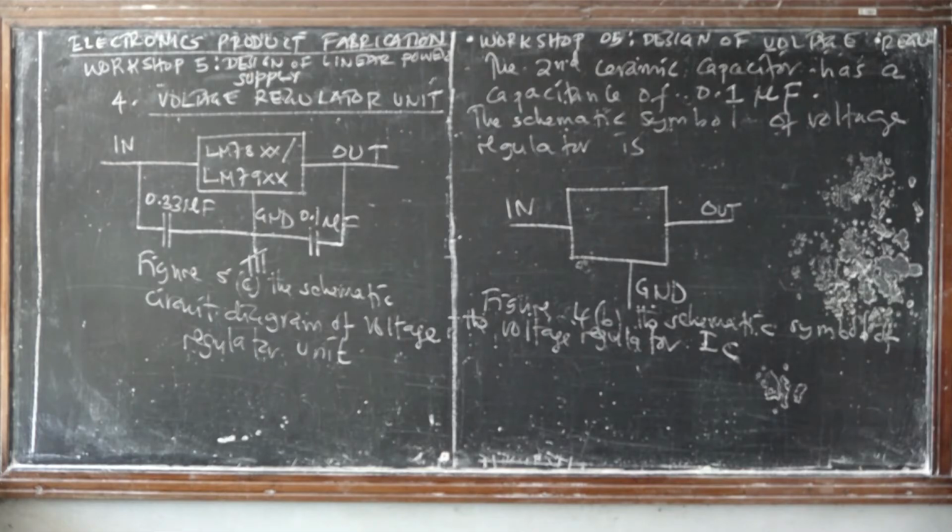The first question: what are the functions of each capacitor in this schematic circuit diagram? The second question: how do we get those values? Why do we prefer 0.33 microfarad and not 0.4 microfarad? And why do we prefer 0.1 microfarad and not 0.011 microfarad? Why? So if I were you, I would ask myself those two questions.